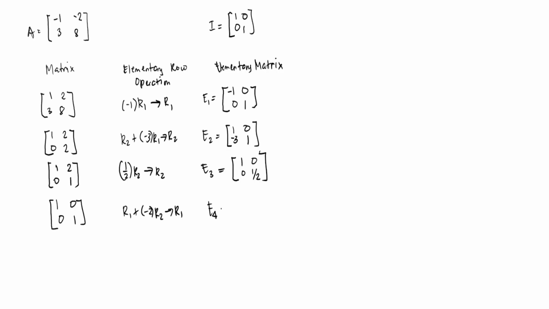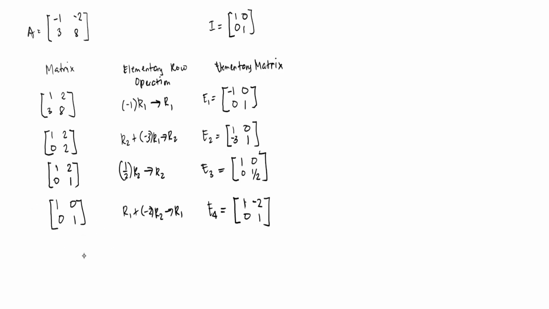So the corresponding elementary matrix is: multiply this by -2 and then add to row 1. So we have 1, -2, 0, 1. Now observe that what we got here is the 2 by 2 identity matrix.